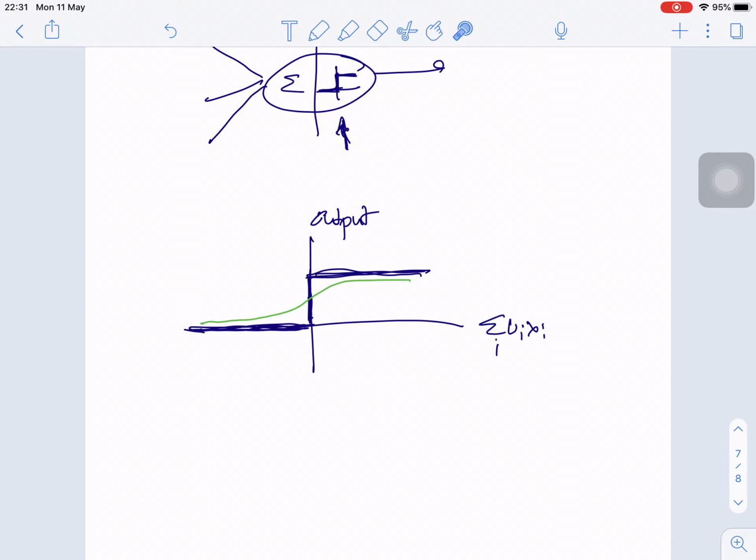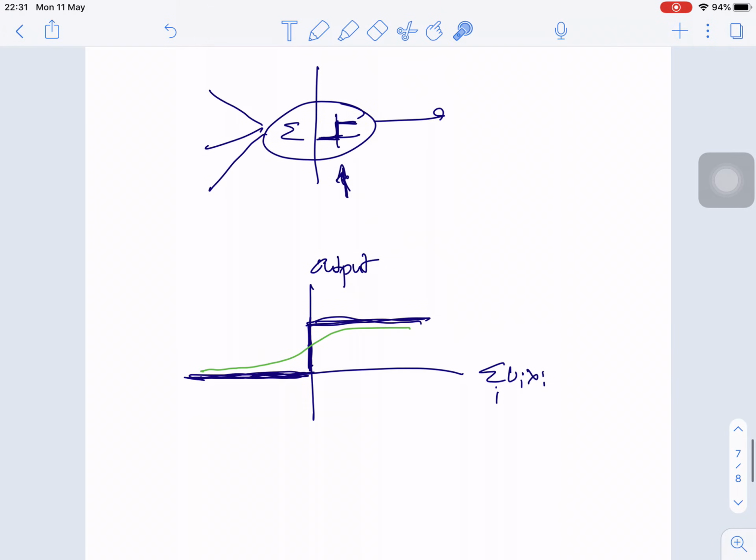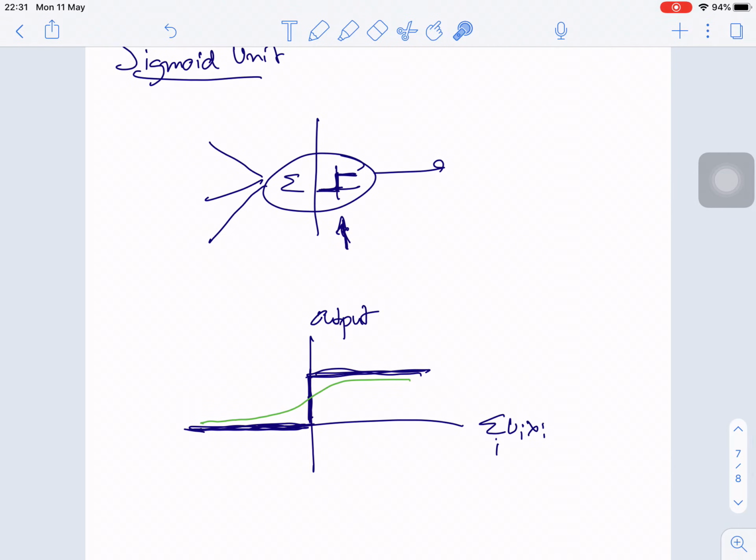So the result of the sigmoid function will be almost the same as the result from this kind of perceptron. This kind of perceptron, we call it a threshold logic neuron, or TLN. It has W0, X0 is 1, and this is W0, W1, X1, X2, W2, and Xn, Wn.